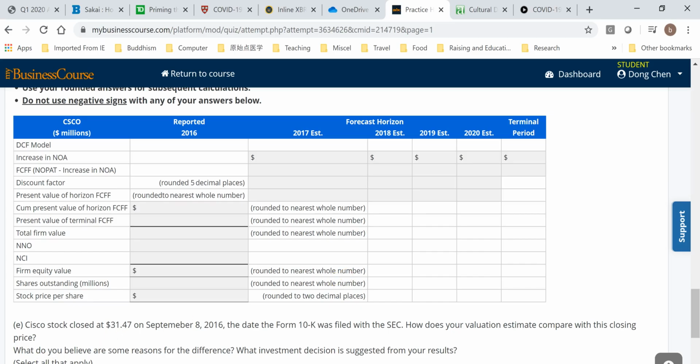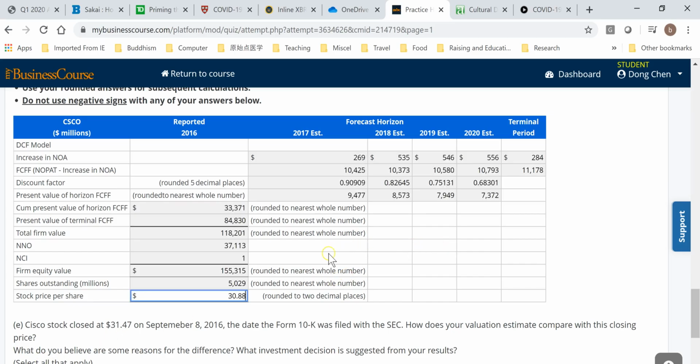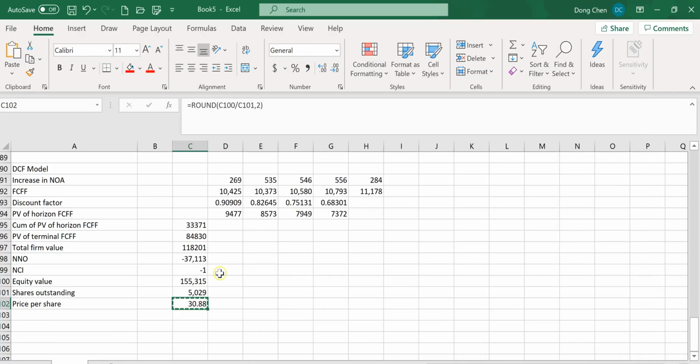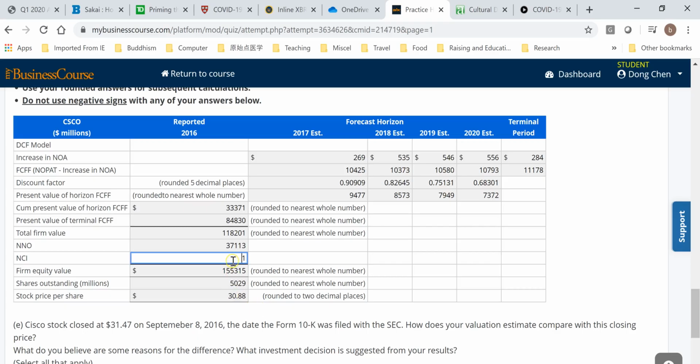All right, so here I have finished copying the numbers back to the table. You can notice that I have followed the requirement not to use negative signs with any of your answers below. Even though in the calculation I did use the correct sign for some of the numbers, when I copy the numbers back, I erased the negative sign and just used the absolute value of those numbers.